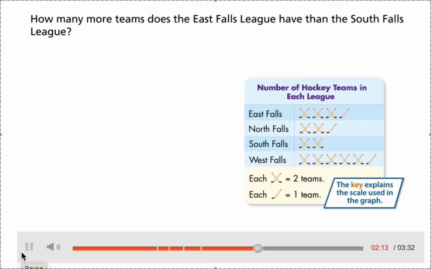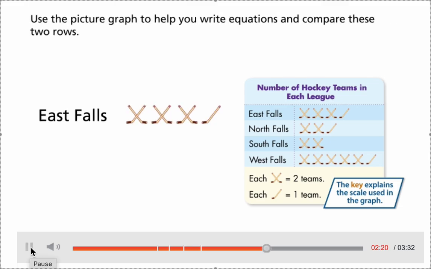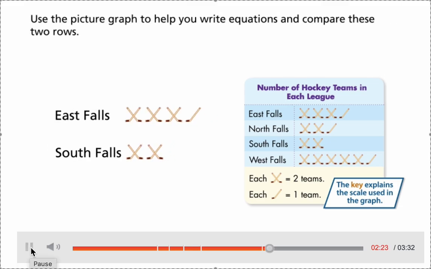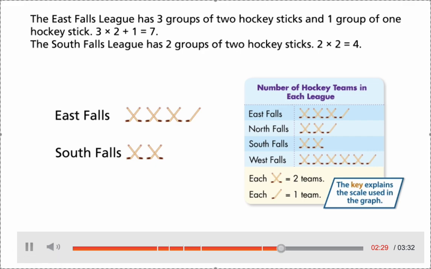How many more teams does the East Falls League have than the South Falls League? Use the picture graph to help you write equations and compare these 2 rows. The East Falls League has 3 groups of 2 hockey sticks and 1 group of 1 hockey stick. 3 times 2 plus 1 equals 7.